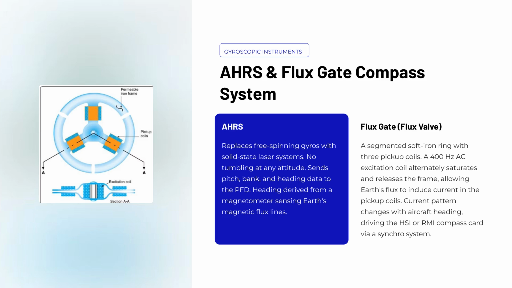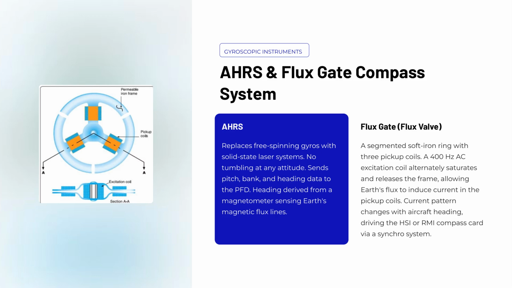This device consists of a segmented soft iron ring fitted with 3 pickup coils. An excitation coil energized at 400 Hz alternately saturates and releases the iron frame. As this happens, Earth's magnetic flux is alternately blocked and allowed to flow, inducing a current in each of the 3 pickup coils. The pattern of that induced current changes depending on which direction the aircraft is pointing.